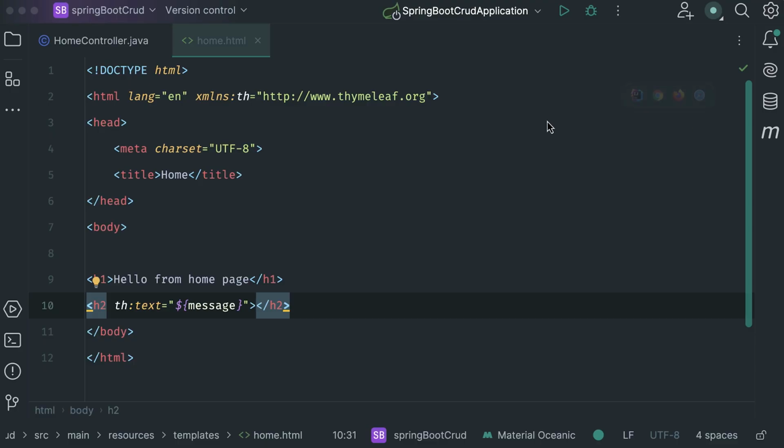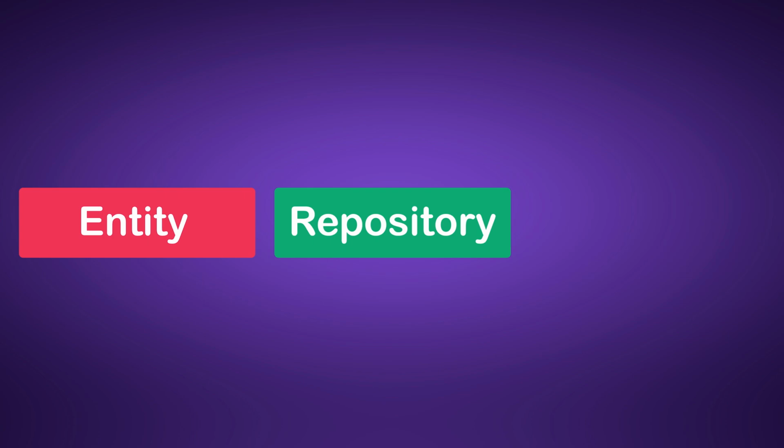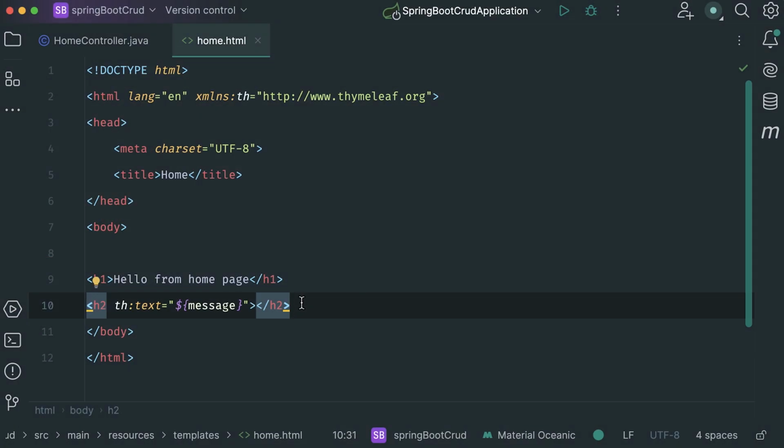Now let's start coding for CRUD operations. On our home page, I want to display data from the database. For database operations, we need an entity that maps Java objects to database tables and columns, a repository for performing database operations, and an optional service layer for implementing business logic. Let's start with the entity.